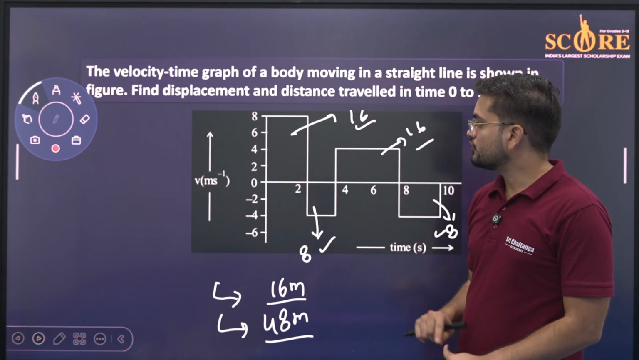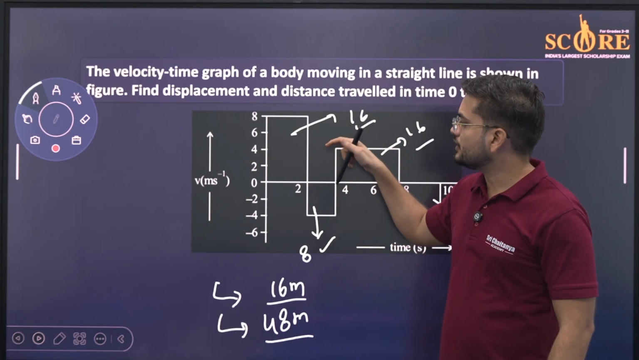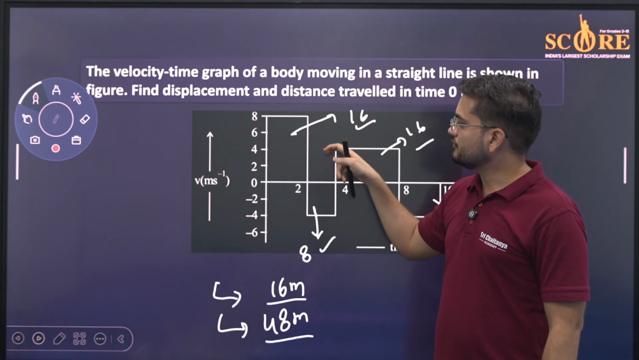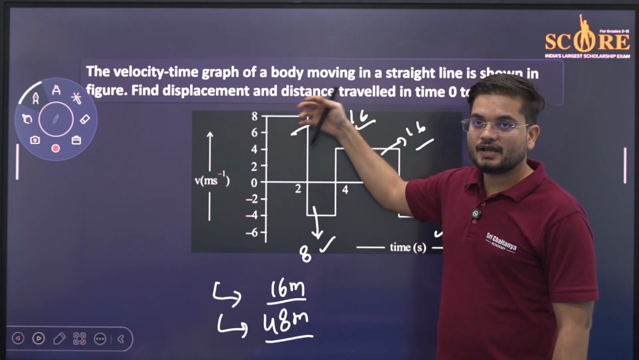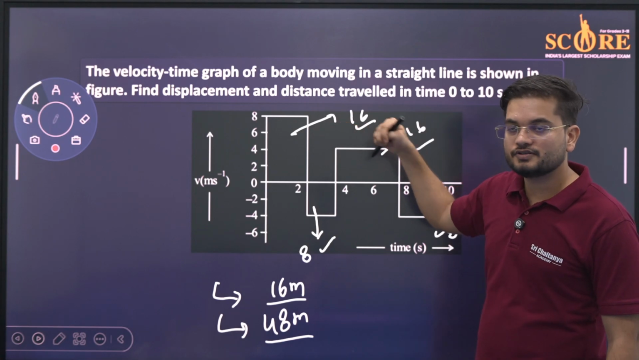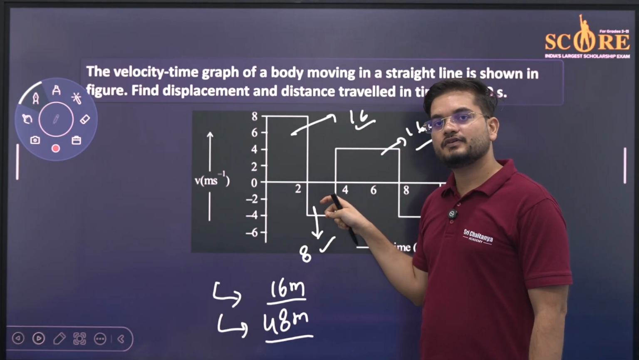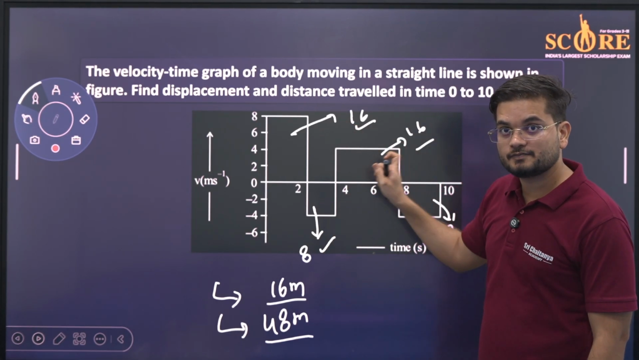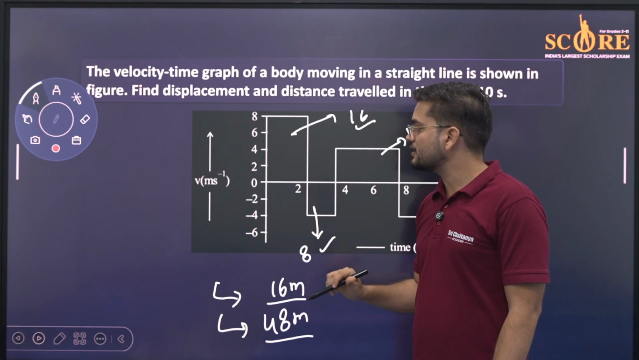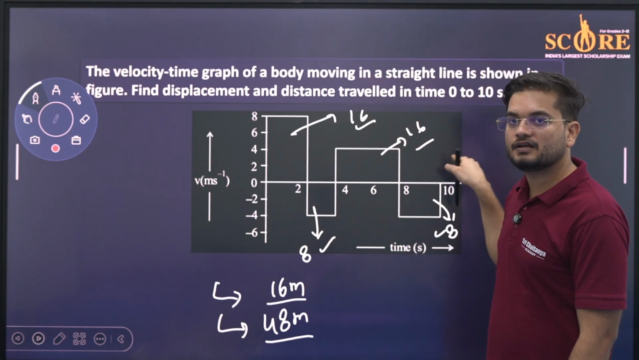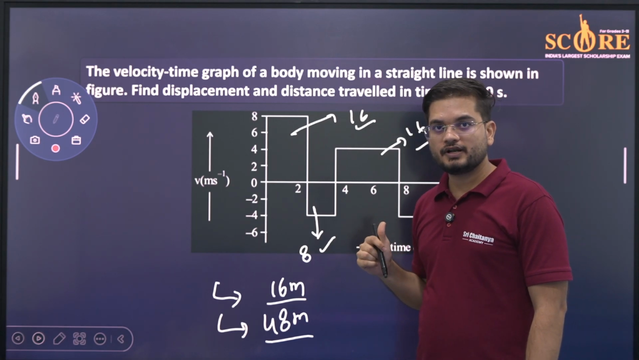Clear? For the calculation of displacement, the area under the curve above the x-axis will be taken as positive, and below the x-axis will be taken as negative. For the distance traveled, it will always be taken as positive. Clear?